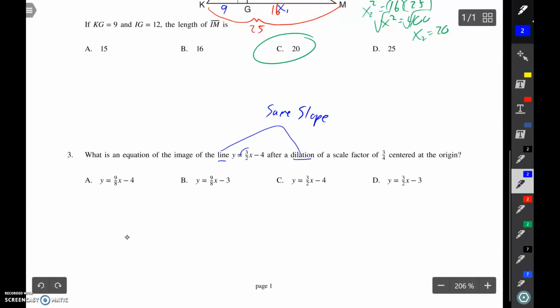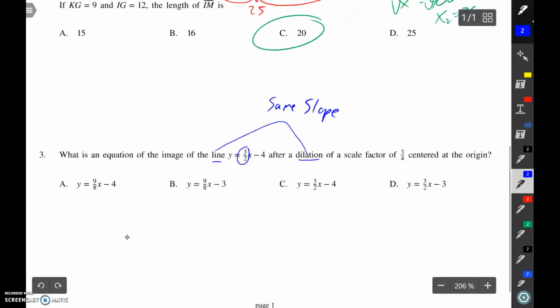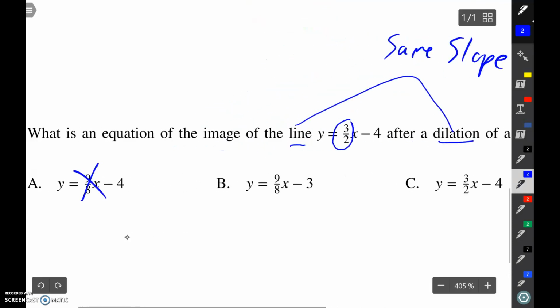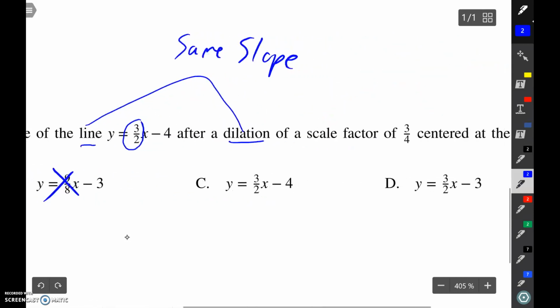So right away, if I see the slope of this line is 3/2, let me zoom in a little bit so you can see that. The slope of this line is 3/2. I could get rid of that, I could get rid of that, because I'm looking for something that has the same slope. Those have the same slope.